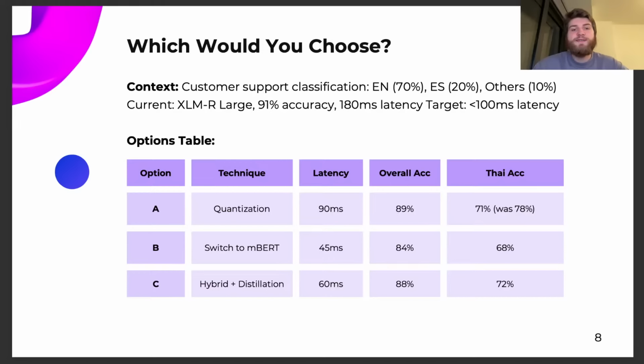Then the third option C is to use a hybrid approach with distilled XLM-R for English and Spanish and Embed for everything else. Expected outcome: latency is 60 milliseconds average, accuracy is 88% overall, Thai stays at 72%. So think about which one you choose and why, and we'll come back to this later after I cover the techniques, and you'll have better intuition for the trade-offs.